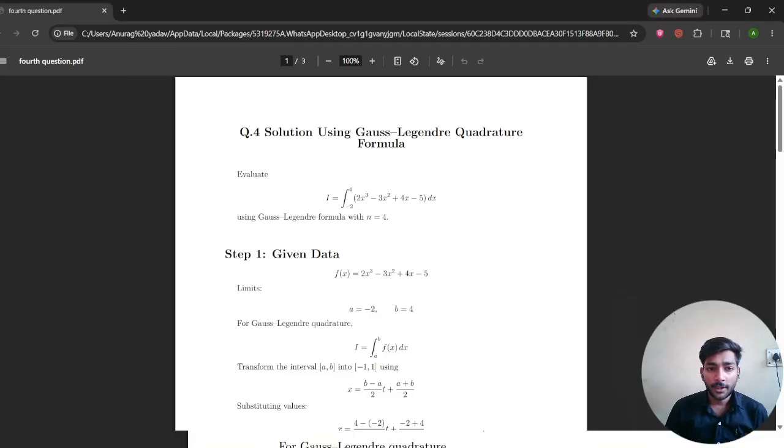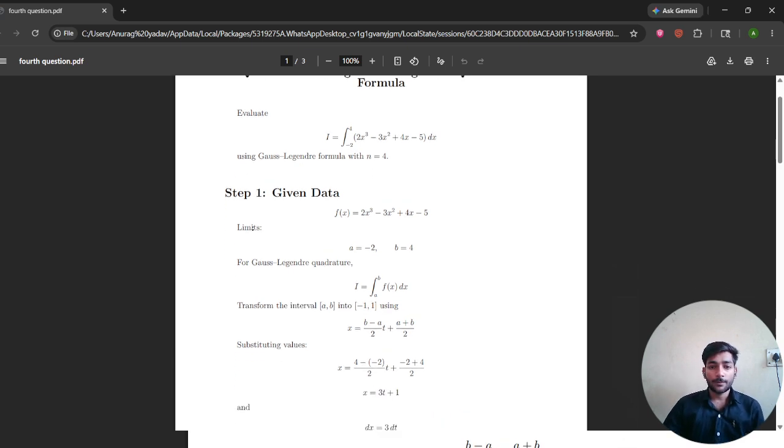Hello everyone. Today I am going to explain question number 4 of the internal 2. Here we have been given this question: evaluate I equals the integral from -2 to 4 of (2x^3 - 3x^2 + 4x - 5) dx using the Gauss-Legendre formula with n = 4.